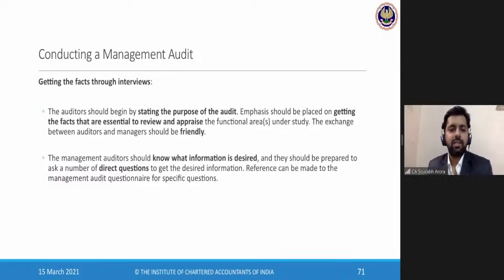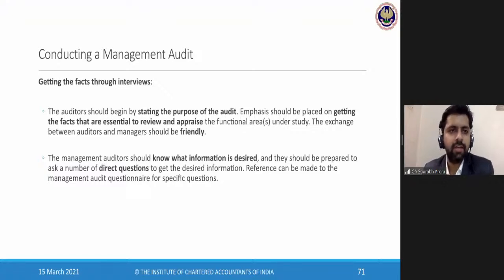Please understand that, please stick to the facts only, and only those facts which are essential to review and appraise the functional area under study. Do not digress from your topic. Do not digress from the facts and their opinions. Just stay on the facts initially, and then the exchange between the auditors and managers should be friendly.